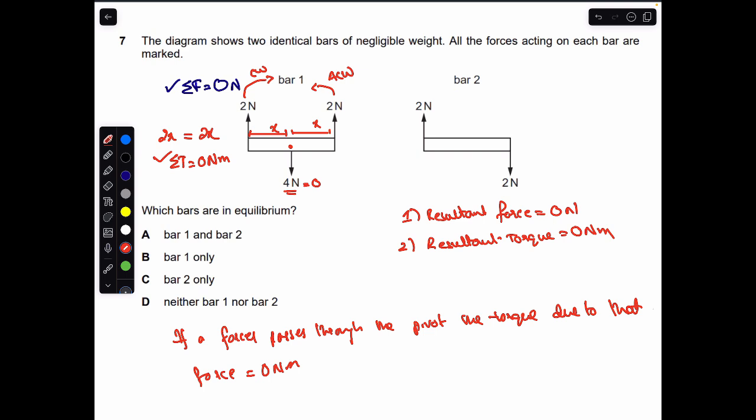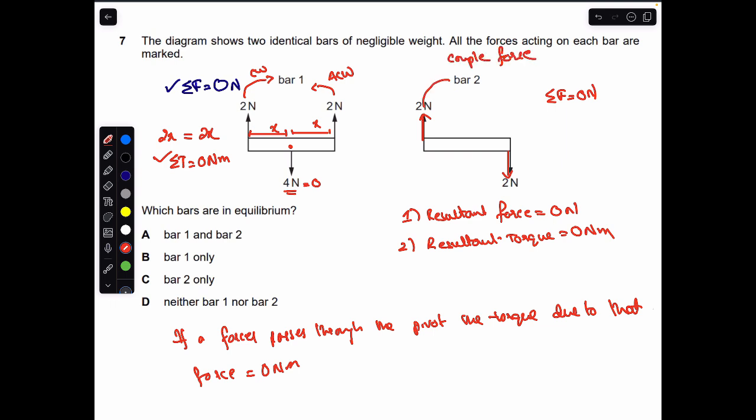Over here you have a 2 newton force which is acting upwards and a 2 newton force which is acting downwards. So with 2 newtons upwards and 2 newtons downwards, your resultant force is equal to 0 newtons. But is the resultant torque equal to 0? This is an example of couple forces.